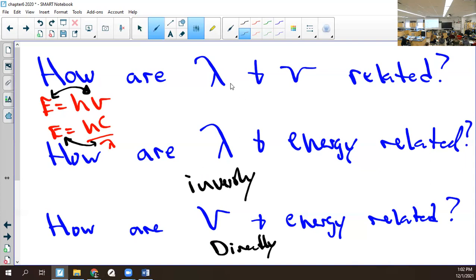Okay, so now we have lambda and frequency. I don't even know what to do here. They are directly, no, inverse. I don't give you this one, but c, the speed of light, is equal to lambda ν, which means ν or lambda, either one, is equal to c over the other one. So they would be inversely related.